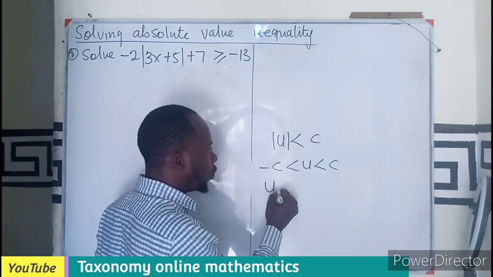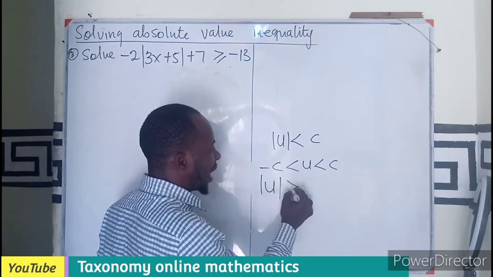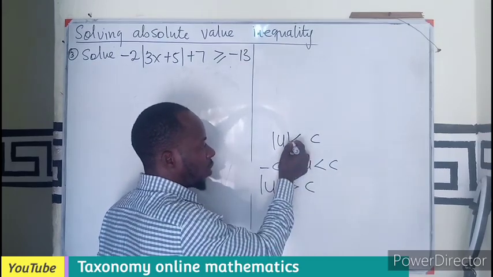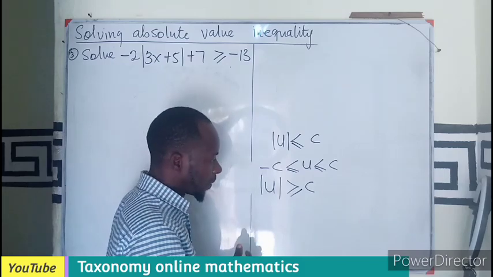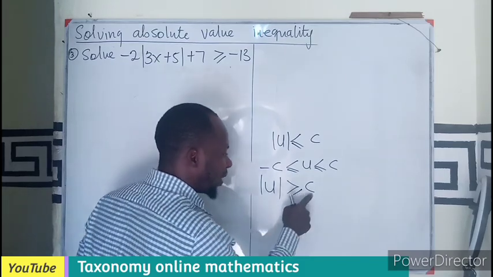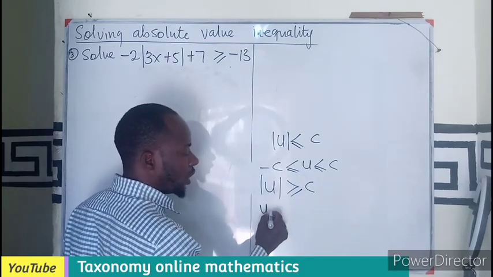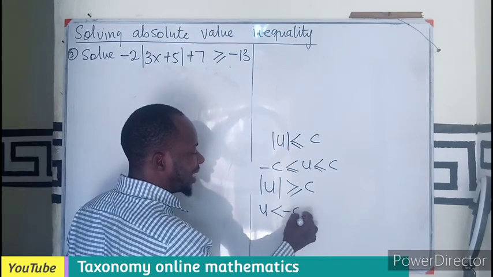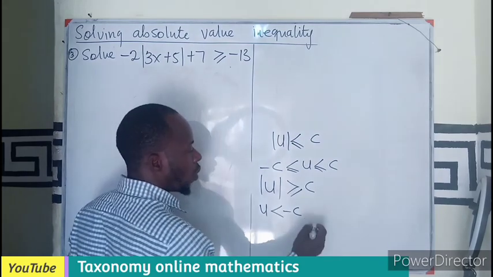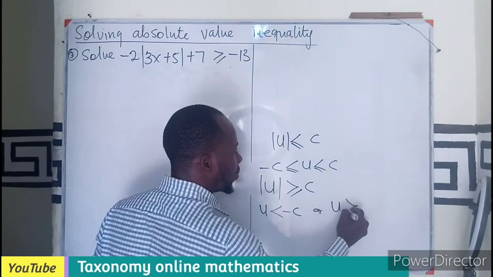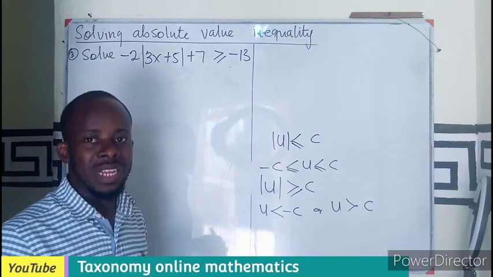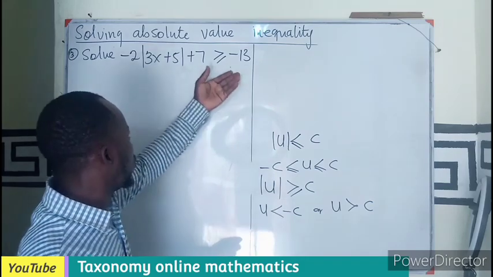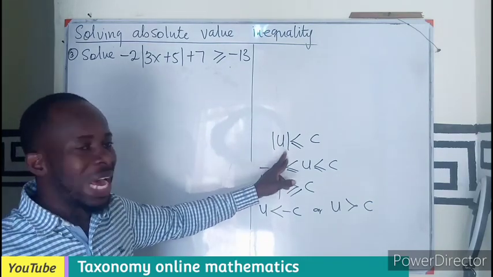But if you have |u| greater than c, whether less or equal to, it is the same approach. It will go in this fashion. So if you have this, it simply means that u is going to be less than the negative of the constant, or u is going to be more than the positive of the constant. So we are going to write this so that it will look like this.